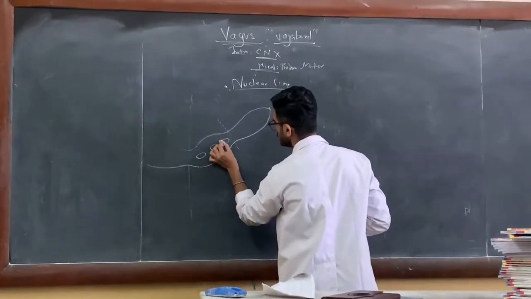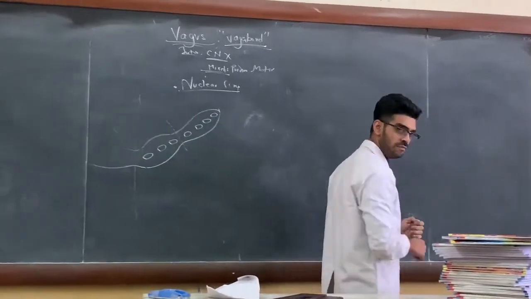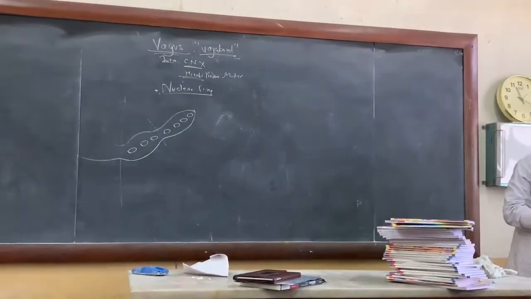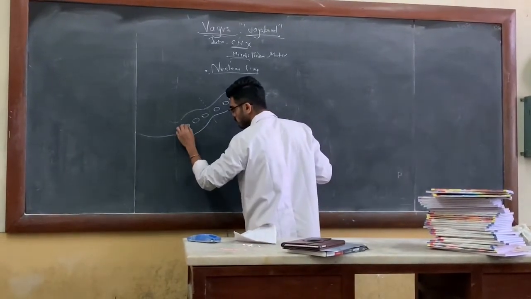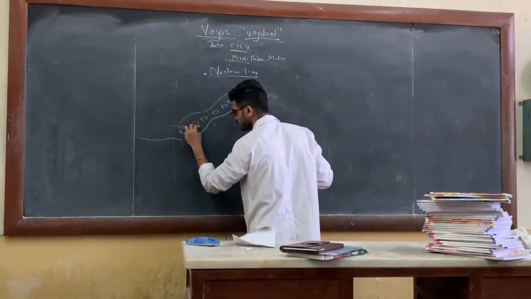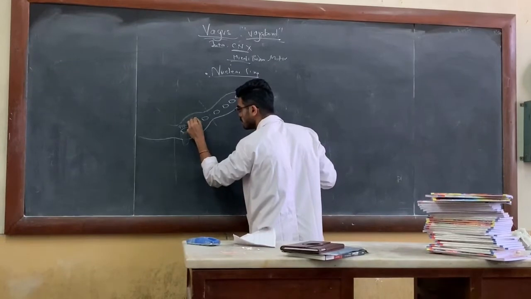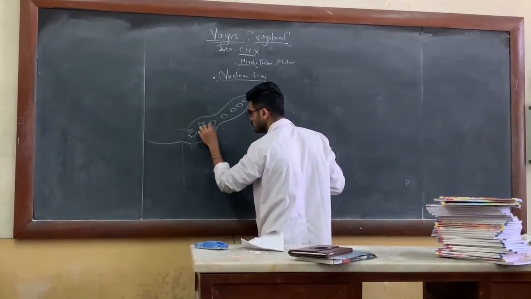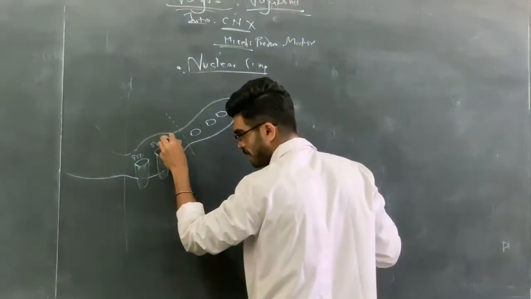1, 2, 3, 1, 2, 3, 4. Everybody is aware of this? People from the B2 batch are aware of these nuclei that I'm drawing? Great. So this is the first one. This is GSE. This is the second one. This is VE. This is the third one.